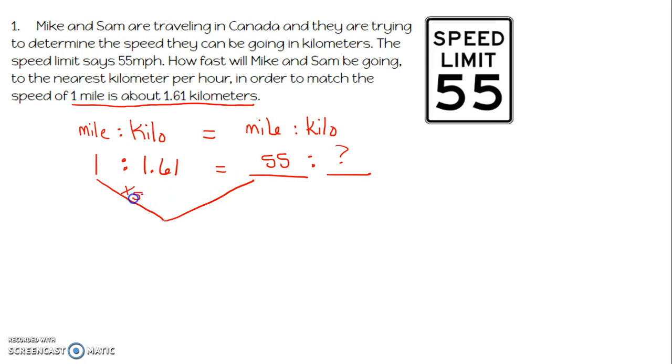Oh, multiply 1 by 55. So then with my kilometers, I just will take that and multiply it by 55. So I have 1.61 times 55.